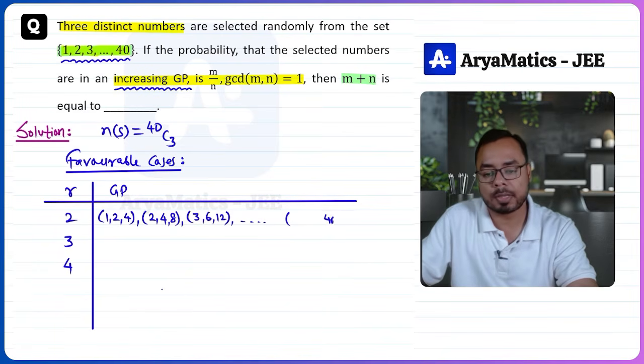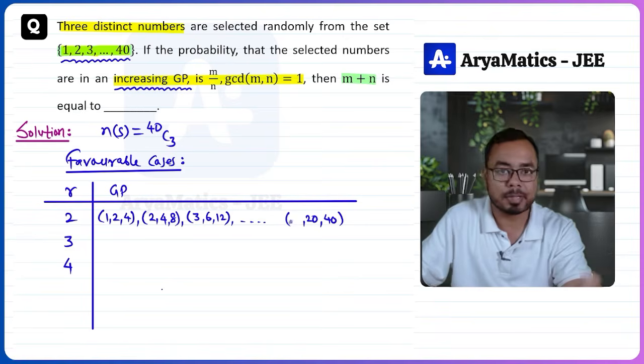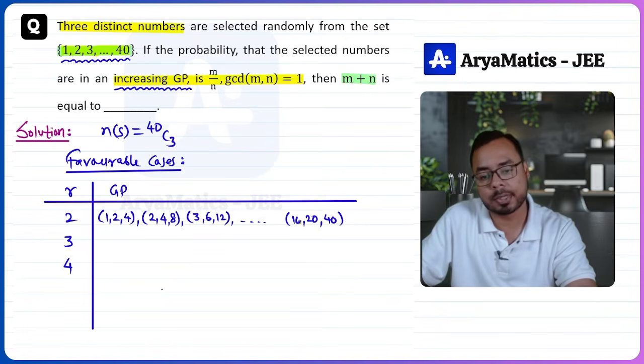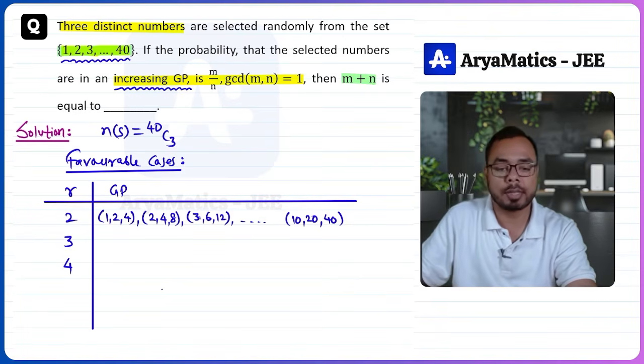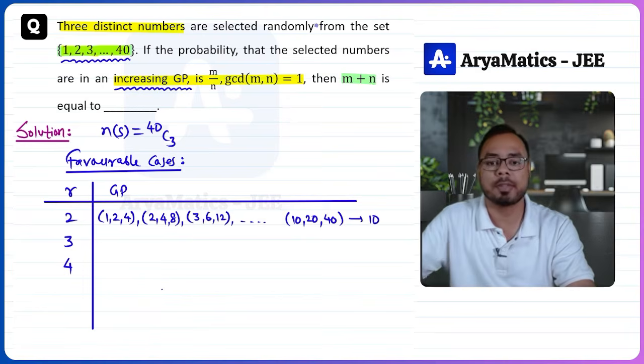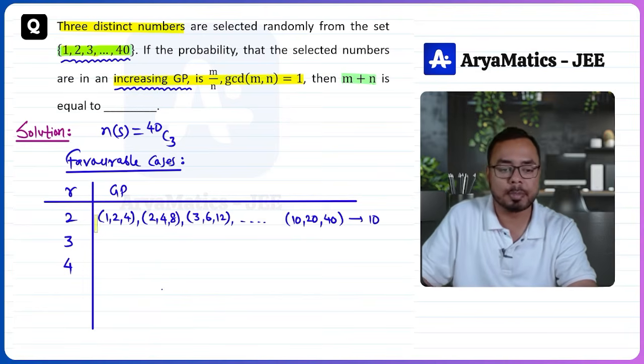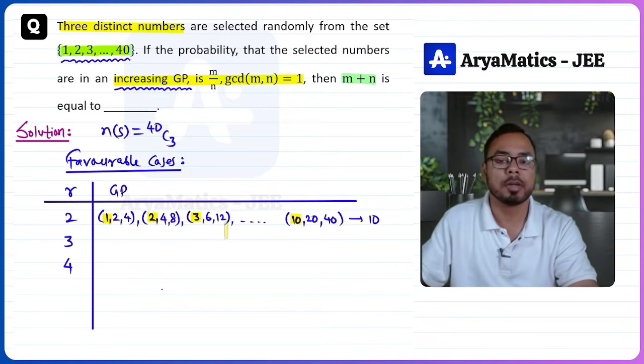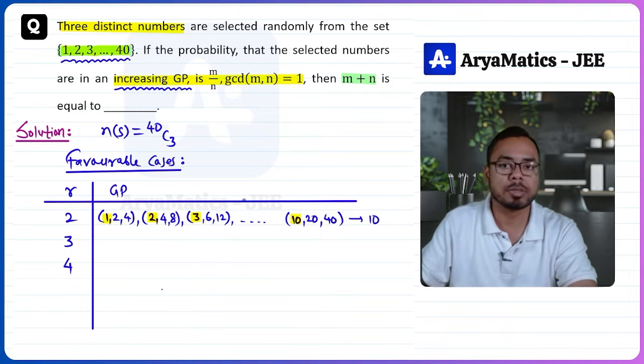And the last one is, if I take 40 as the last term, then the second last term will be half of that, which means 20. And the third last term, I mean the first term of that GP, will be 20 by 2, that is 10. So if the common ratio is 2, these are the 10 GPs that we can create. If we see the first term only, just notice the first term: 1, 2, 3 up to 10. So 10 GPs we can create if the common ratio is 2.